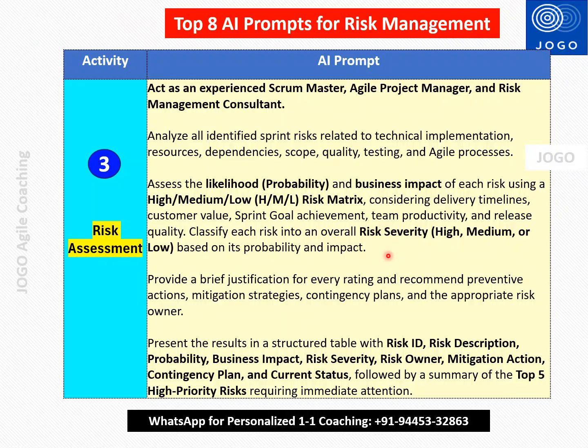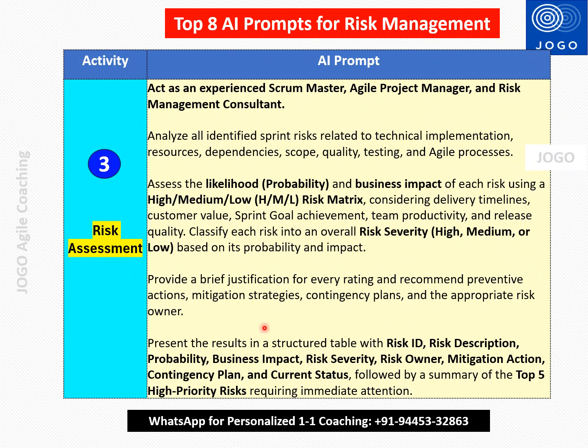So we are going to assess the severity and also calculate the probability and the impact. Based on the severity, we will prioritize, because if it is a high severity risk, we need to act immediately. So this assessment will be done for all the risks identified during the sprint. Provide a brief justification for every rating and recommend preventive actions, mitigation strategy, contingency plan. So it will order based on the severity, and AI will give the rating, the justification and the recommendation.